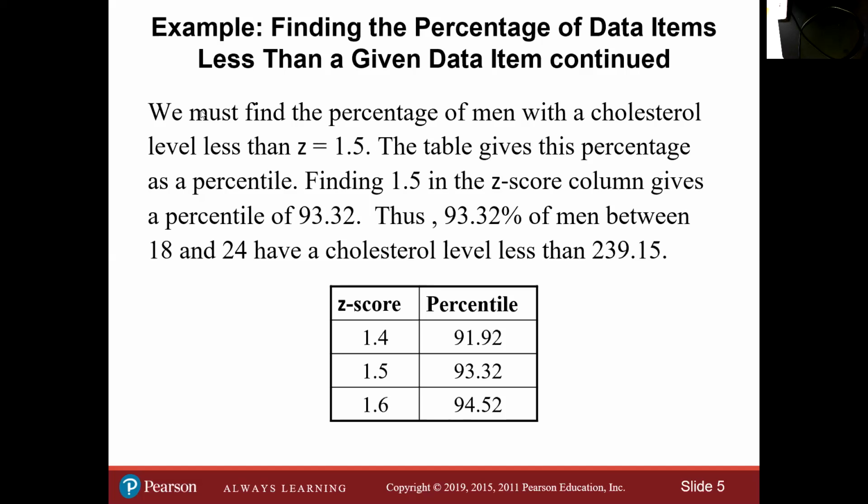We computed a z-score of 1.5. If we go to the table, that corresponds to a percentile of 93.32%. So 93.32% of men have a cholesterol level less than, and that less than is important here, 239.15.